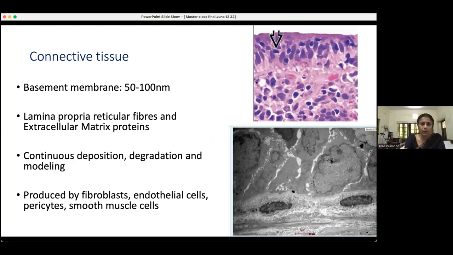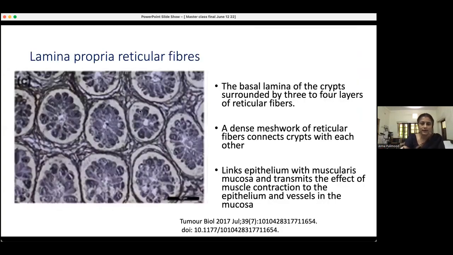Interesting to note that all these fibers are constantly being deposited, degraded, and remodeled. So even the lamina propria is not static. It's constantly being renewed every few weeks to months, and different stromal cells produce this connective tissue. This is a reticular stain showing you the reticular fibers around the crypts and in the stroma, how there's a network, and these are all connected.